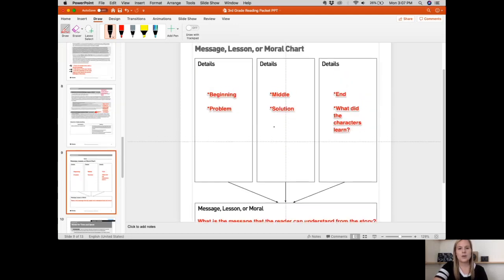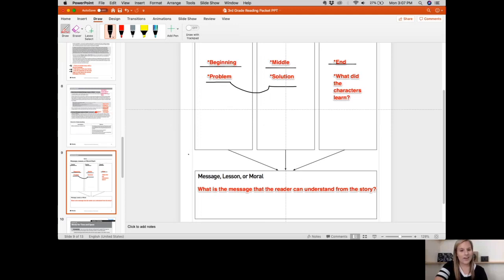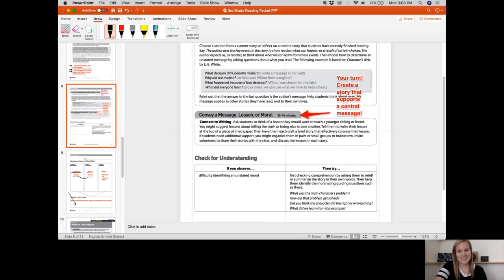Here it is. You're going to put 3 details, kind of like the beginning, the middle, and the end. You're going to kind of describe what happened. Maybe there was a problem and then a solution that led to the moral or the lesson that the characters went through. And then, what can the reader learn? What is the central message that the reader can understand from the story? So that's what you're going to do for your own story. It can be anything you want. Then you're going to create your own central message story.